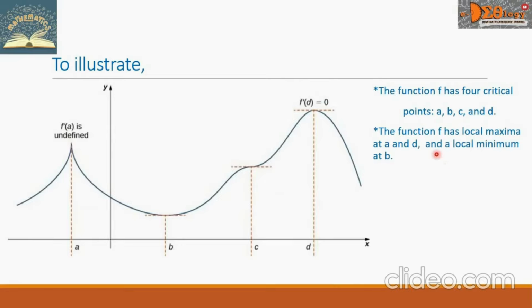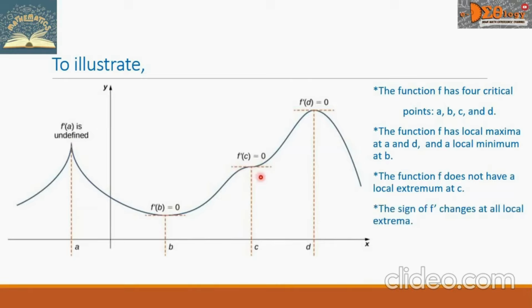We say also that there is a local minimum at the point B. Here is the point, and we say that f prime of B is equal to 0. Now, the function f does not have a local extremum at the point C, although f prime of C equals 0. This is not a local extremum for the reason that the sign of derivative changes at all local extrema.